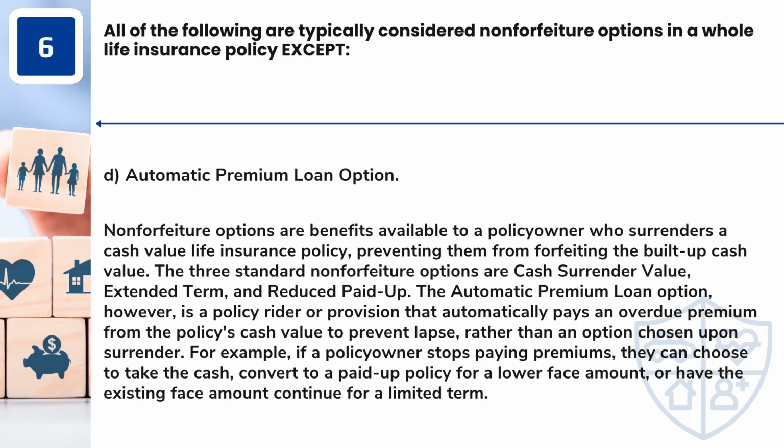Non-forfeiture options are benefits available to a policy owner who surrenders a cash value life insurance policy, preventing them from forfeiting the built-up cash value. The three standard non-forfeiture options are cash surrender value, extended term, and reduced paid-up. The automatic premium loan option, however, is a policy rider or provision that automatically pays an overdue premium from the policy's cash value to prevent lapse, rather than an option chosen upon surrender. For example, if a policy owner stops paying premiums, they can choose to take the cash, convert to a paid-up policy for a lower face amount, or have the existing face amount continue for a limited term.